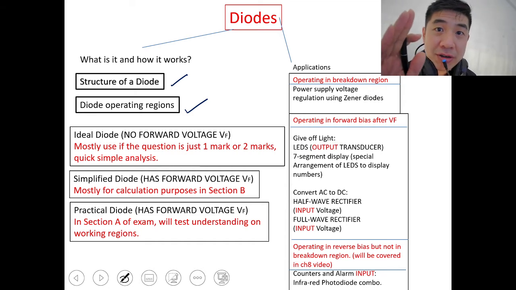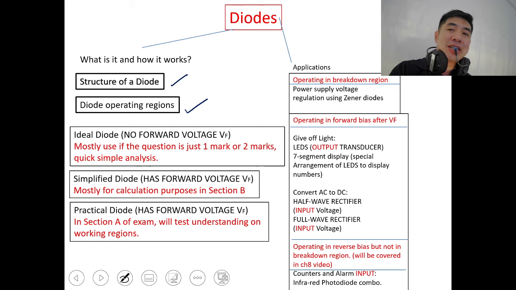Now then, the simplified diode that contains forward voltage. Forward voltage will be in section B. And the practical diode has forward voltage as well. This will be in section A of the exam, very likely to come out. It has come out once or twice in the last 3 years already, so you better make sure you pay attention to this part.